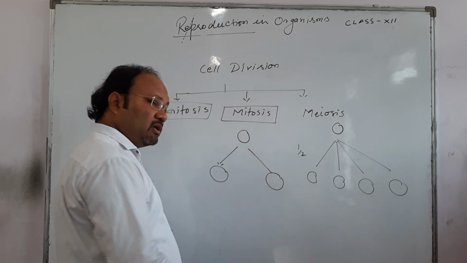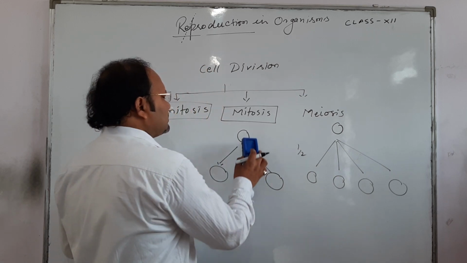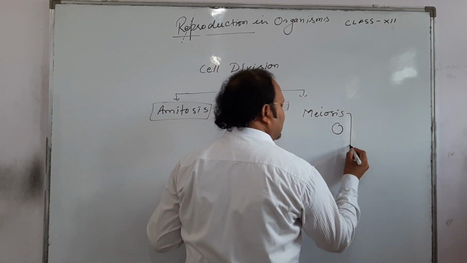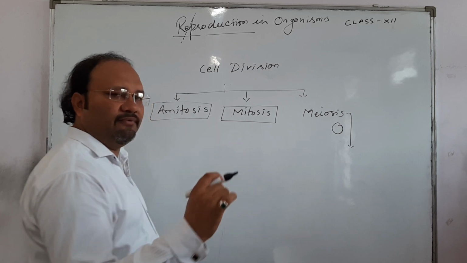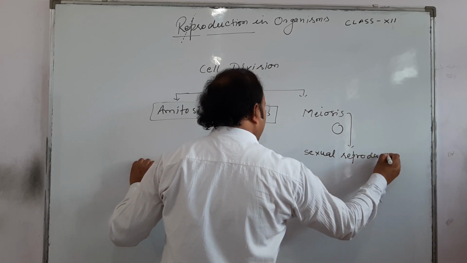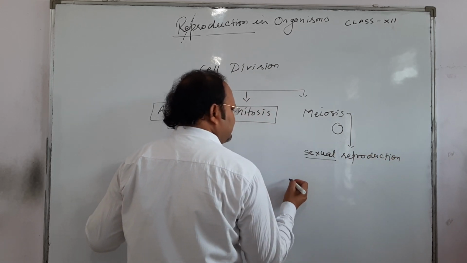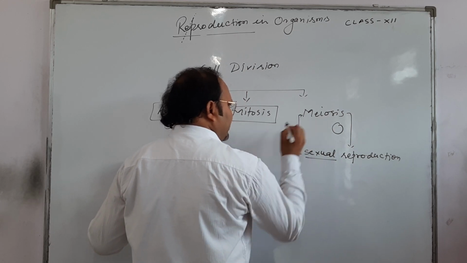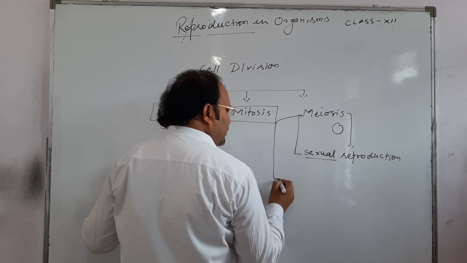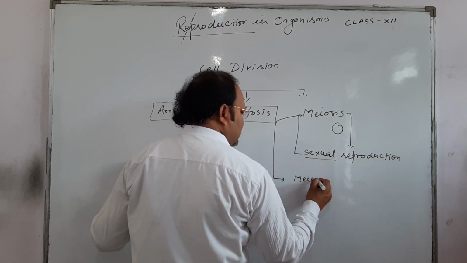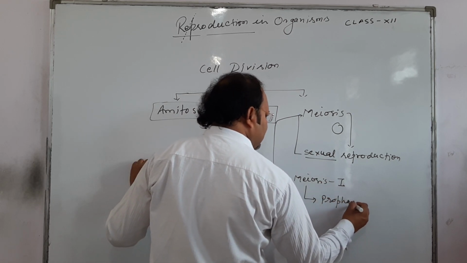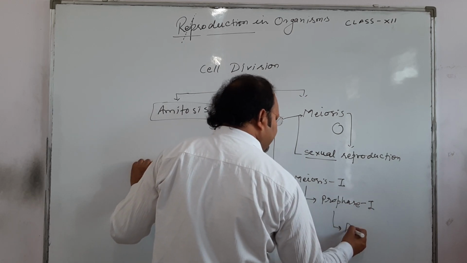But what to focus on here? We need to focus on the fact that meiosis is an essential event in sexual reproduction. It is involved in sexual reproduction. Remember, in sexual reproduction, there is 100% involvement of meiosis. Sexual reproduction surely contains meiosis. And if there is meiosis, there will be meiosis I first. If meiosis I, remember there will be prophase I first.